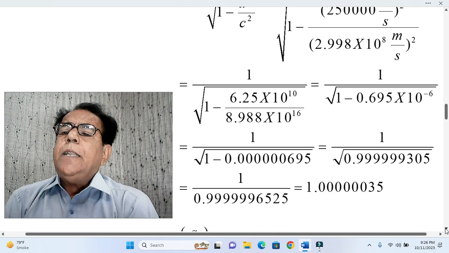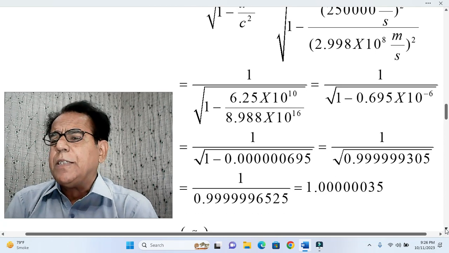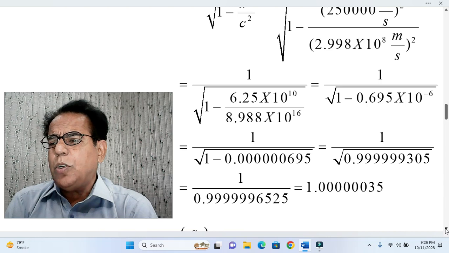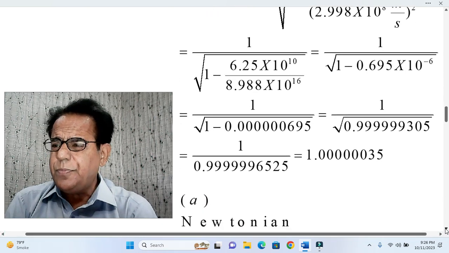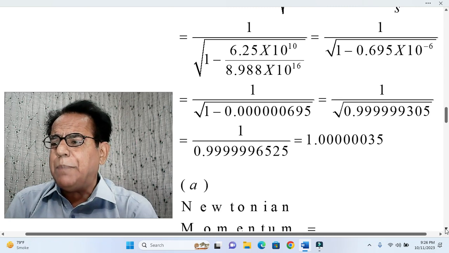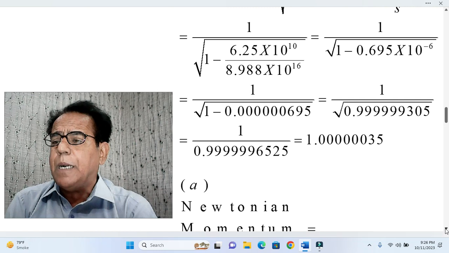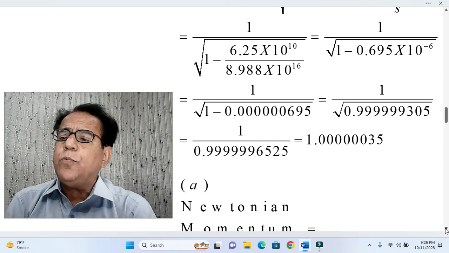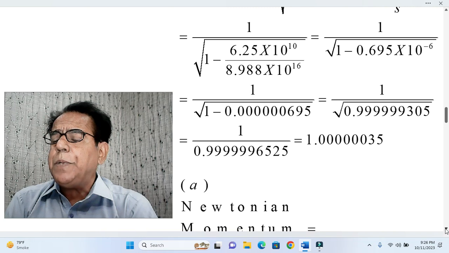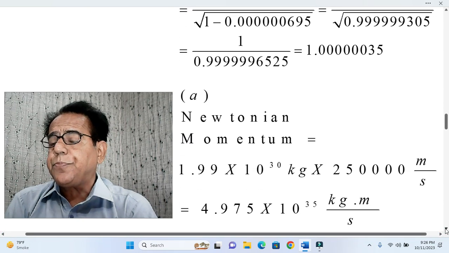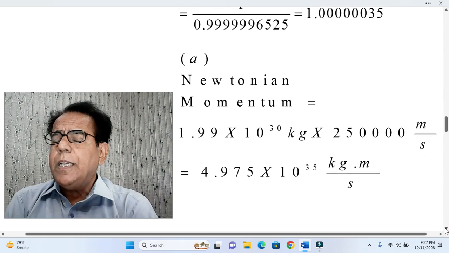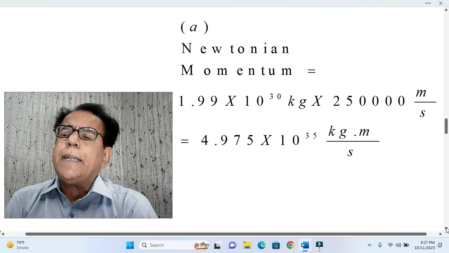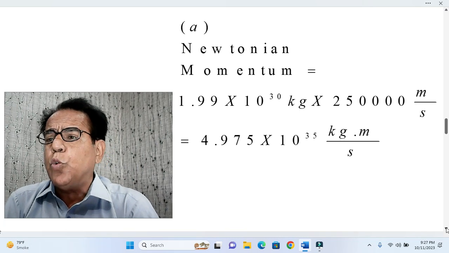The remaining is just simplification, almost primary level mathematics, so we will not discuss it. Hence our gamma factor, that is the Lorentz factor, becomes finally equal to 1.00000036. This Lorentz factor is common for part A and part B, so properly part A begins now. Part A, Newtonian momentum.